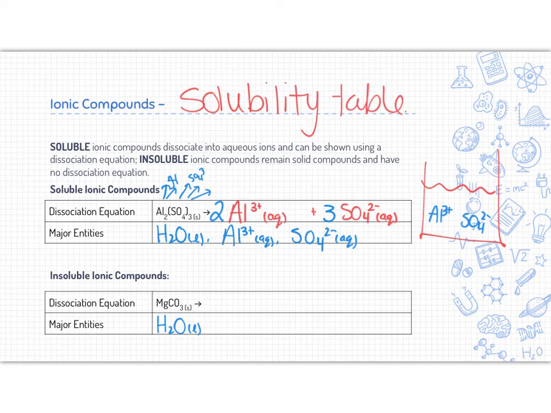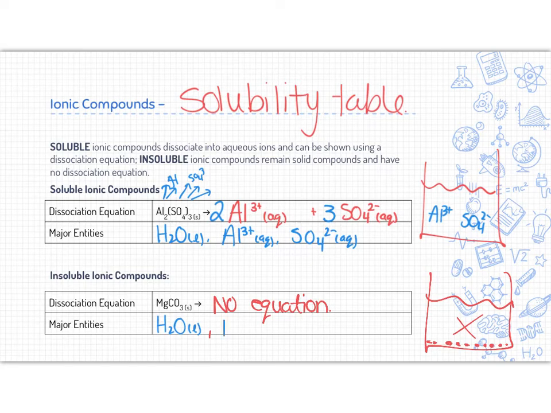If an ionic compound is insoluble, it means it does not dissociate in water. There will be no ions. All I'm going to see is the solid at the bottom not breaking apart. So it does not have a dissociation equation. So I will write its formula, I will draw an arrow and I will say no equation. And then when we list the major entities, there are no ions floating around in solution. However, at the bottom of the solution is the solid magnesium carbonate. It has not dissolved. There are no ions.